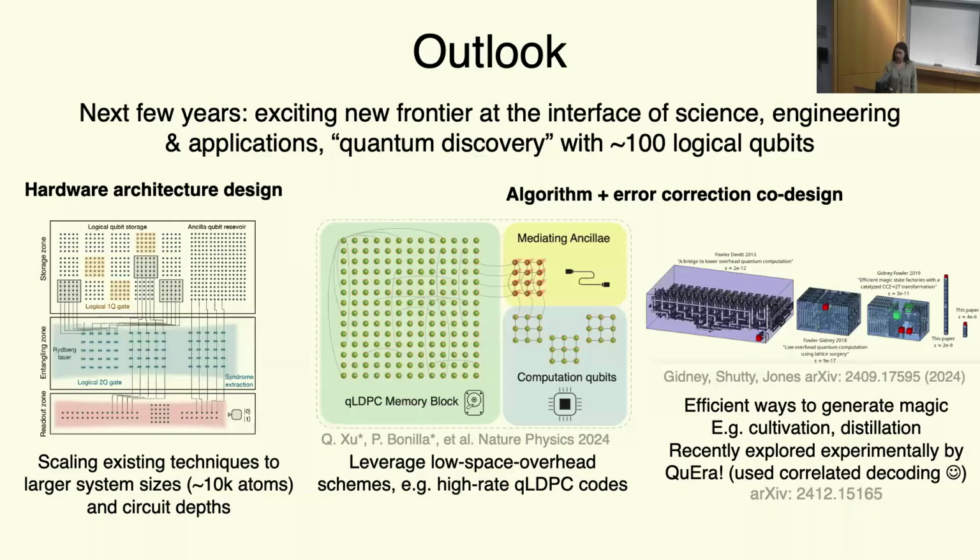So just to mention a few, I mentioned picking your error correction code based on the algorithm you want to run. There are error correcting codes that encode a ton of logical qubits into just a few physical qubits, but no one's really thought about how to do computation with these codes. And there are also a lot of super exciting developments in the field on how we generate a universal gate set beyond just transversal gates.